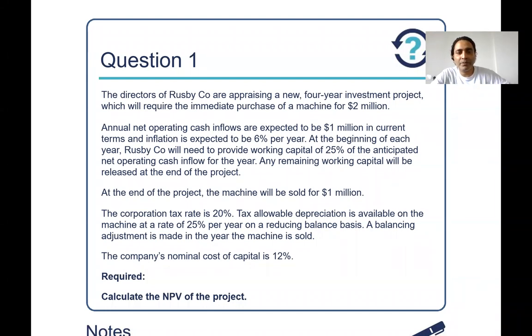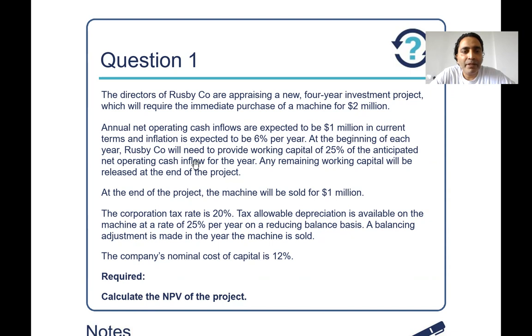ये आपको समझ में आना बहुत जरूरी है, so we will discuss that also. So net operating cash flows is $1 million in current terms. We have discussed this today, in current terms मतलब ये real है या nominal है? Is this real or nominal? Real. We have not inflated it yet. Okay, and inflation is expected to be 6% per annum. At the beginning of each year Rasbi company will need to provide working capital of 25% of the anticipated net operating cash inflow for the year. When are you supposed to introduce this working capital? At the beginning.